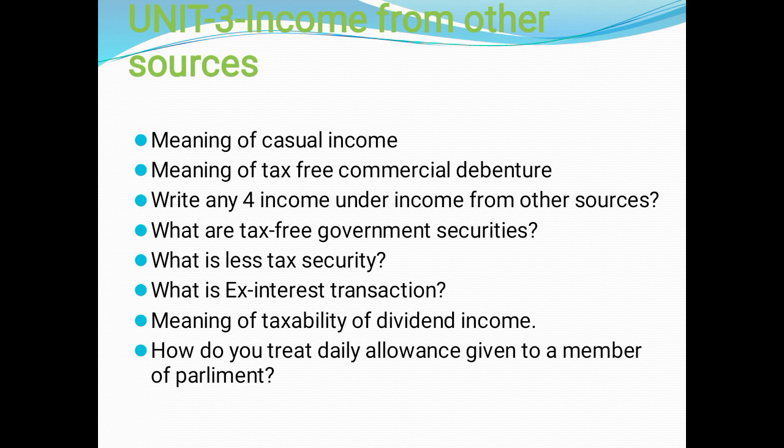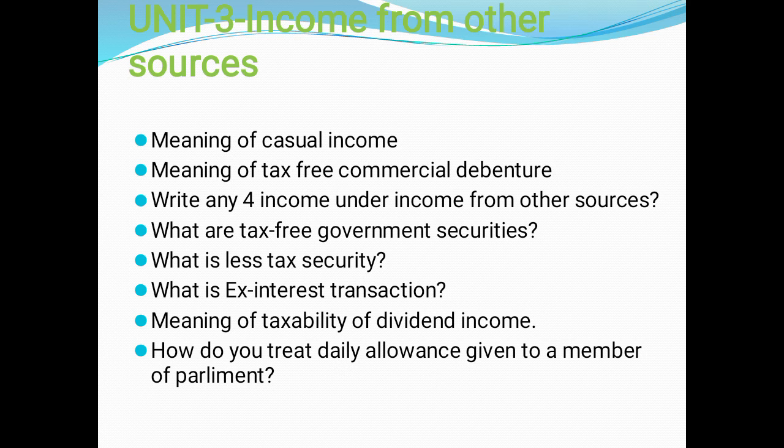Then what is less tax security? There are certain securities where the rate of tax will be minimal, and there is a condition again to fulfill to call it a minimal or less tax security. So what is the meaning of it, they may ask, you have to write it. And the next one is what is ex-interest transaction. Again you have to write the meaning. Then the meaning of tax liability, taxability of dividend income. How you will consider the dividend income for the purpose of calculation of tax. And finally, how do you treat daily allowance given to a member of parliament, that is for an MP.